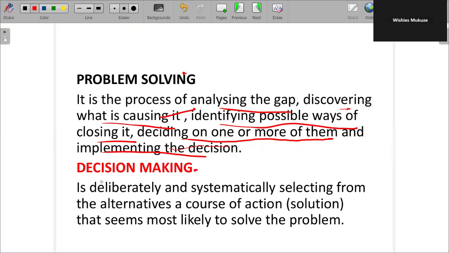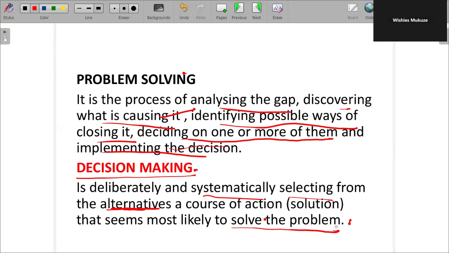So let's move on to decision making. When you are making a decision, it means you'll be having alternatives. So you have to choose the best alternative to solve the problem. It is a deliberate and systematic selection from the alternatives of a course of action, which is a solution that seems most likely to solve a problem.